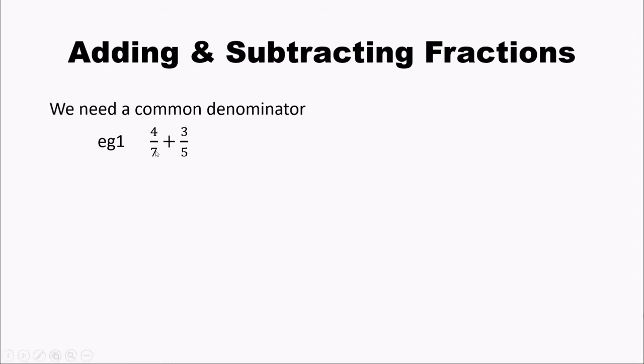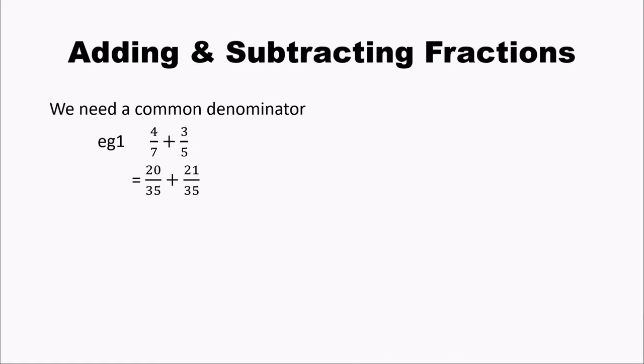But if we're going to multiply the denominator by some value, so in this case I'm multiplying by 5, I must also multiply the numerator by 5. So that's going to be 20 over 35. And if I'm going to multiply this denominator by 7 to get 35, I must also multiply this numerator by 7. That's 21. So 4 over 7 plus 3 over 5 is equivalent to 20 over 35, because we did times 5, remember, plus 21 over 35, because we did times 7.